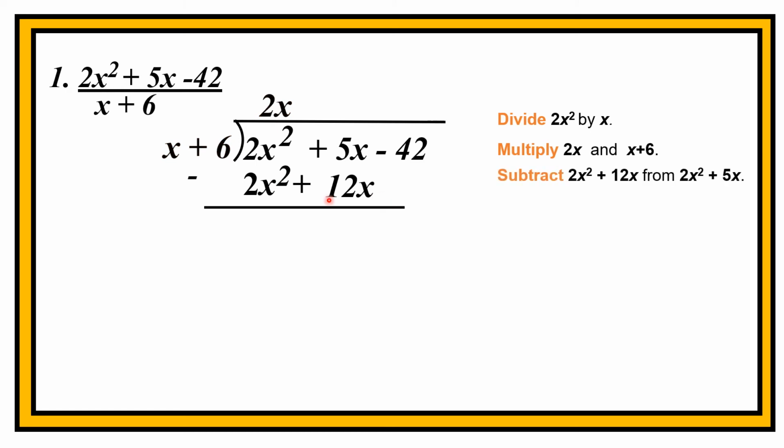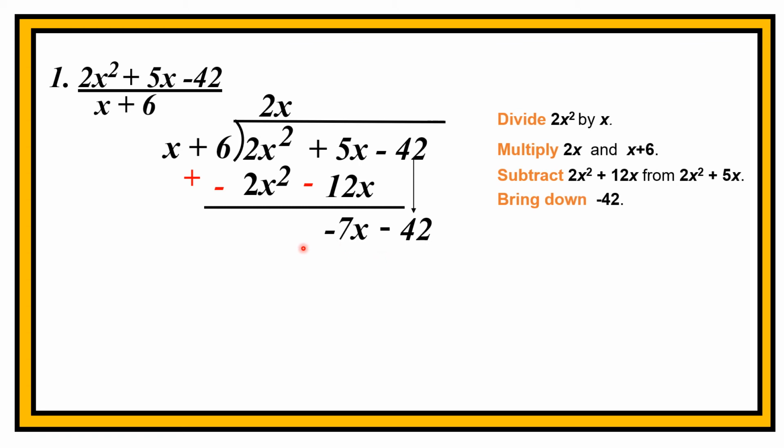Then, the next step is isubtract natin yung 2x squared plus 12x from 2x squared plus 5x. So, sa rules ng subtraction, kailangan natin i-change ang sign ng subtrahend. So, ito magiging negative 2x squared. Then, from positive, magiging negative. Then, proceed tayo sa addition. So, 2x squared plus negative 2x squared. So, this is 0. Then, positive 5x plus negative 12x. The answer is negative 7x. Then, bring down negative 42.